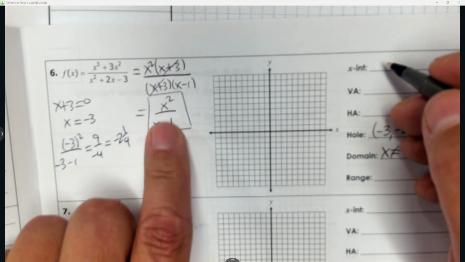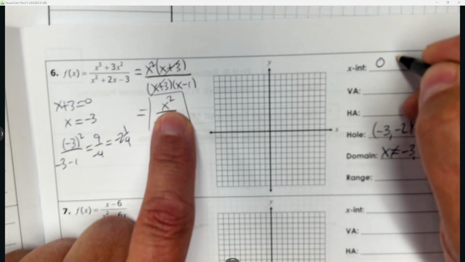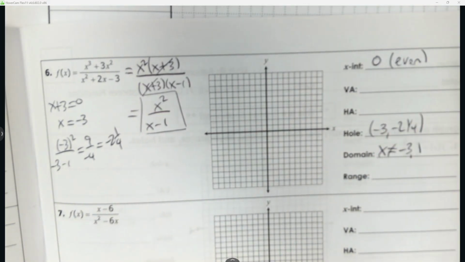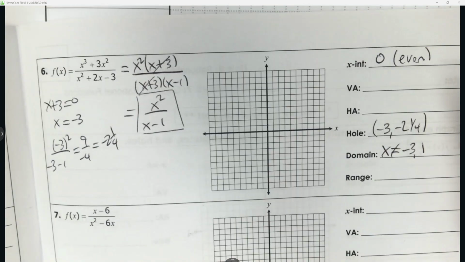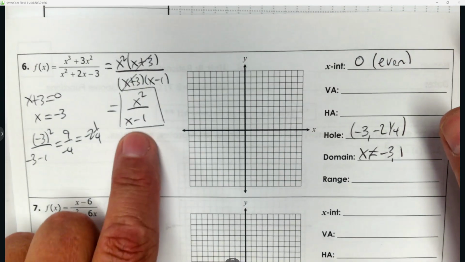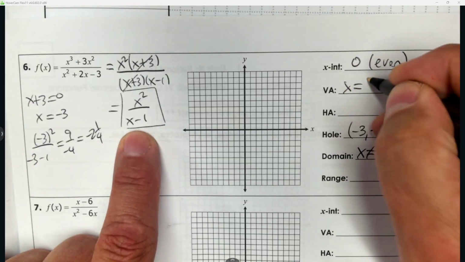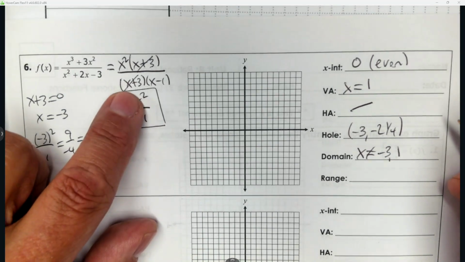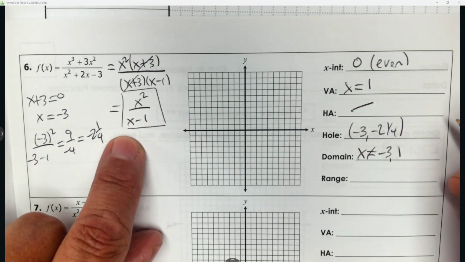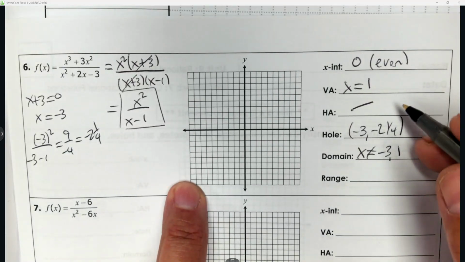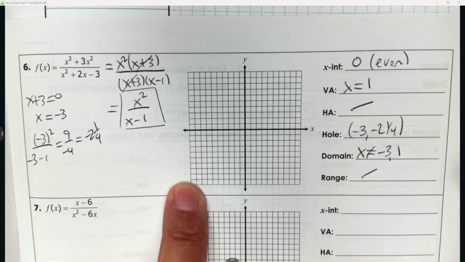The x-intercept comes from the numerator. It's 0. I want you to know it has an even exponent. So just like what I did for polynomials, an even exponent means it's going to touch at 0 and not cross over. The vertical asymptote from the denominator, the 0 there, the opposite number, positive 1. I want you to notice that the numerator is 1 bigger than the denominator, so there's no horizontal asymptote. And the range, we're not going to look at that either right now.